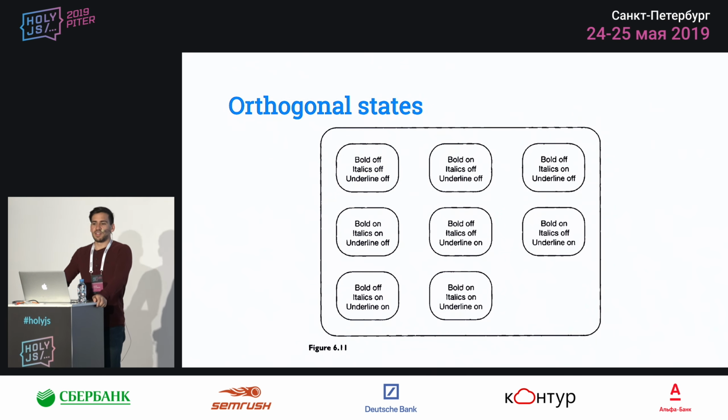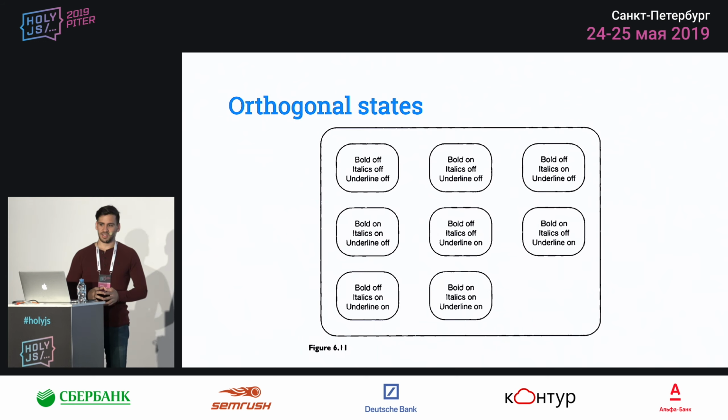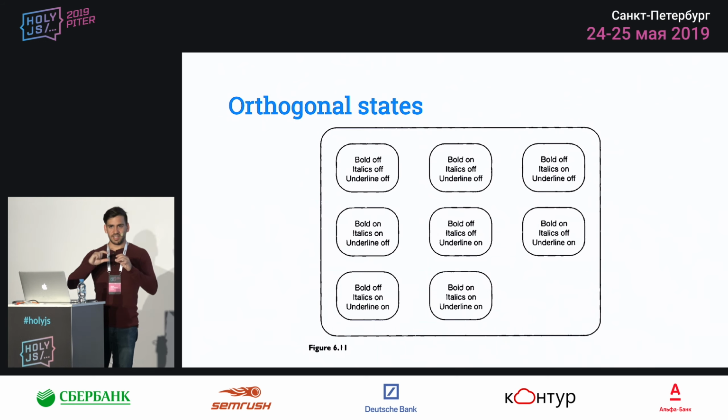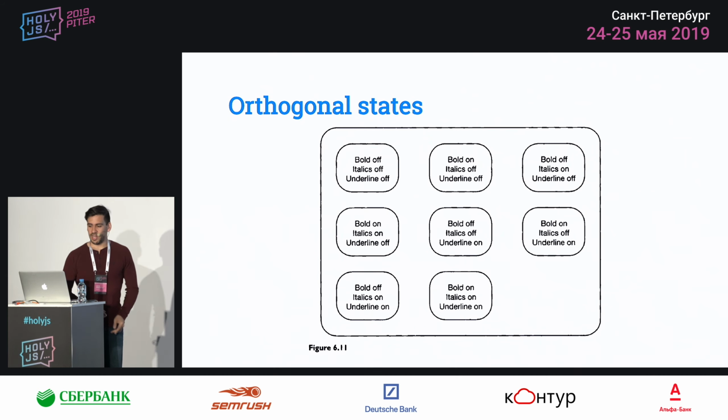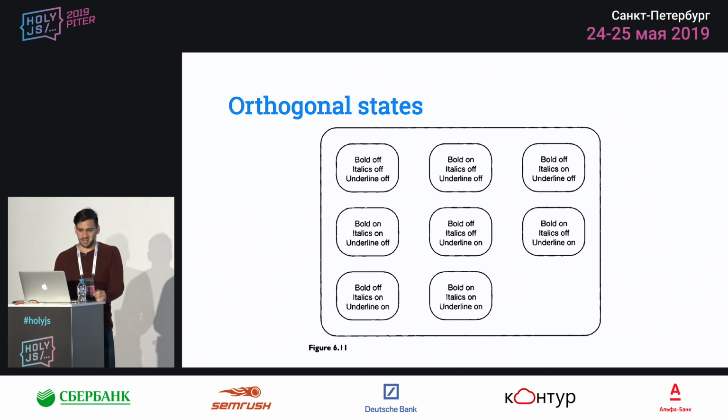Now, orthogonal states are a different beast. Let's say that you're trying to model a text editor in which you have three buttons. You have a bold button, italics button, and an underline button. In order to represent each of the states that those could be in, even though there are a finite number of buttons, only 3, we have 2 to the power of 3, or 8 states. So you can imagine if we add something else like strike through, now we have 2 to the power of 4, or 16 possible states.